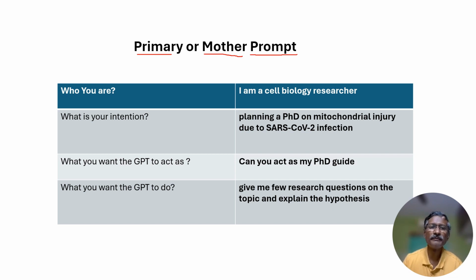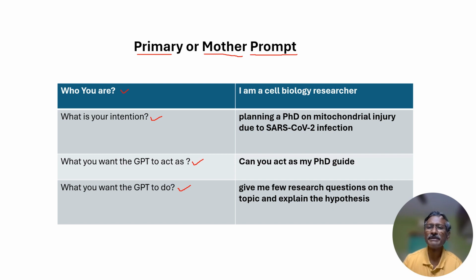First you need to tell who you are. Second, you need to tell what your intention is, why you have come seeking help from the GPT, what you want the AI model to act as, and what you want the GPT to actually do for you. I've used this example of SARS-CoV-2 infection which causes COVID, because most of us are aware of it. And I've used mitochondrial injury because we all know what mitochondria is as a 10th grade student who has learned science.